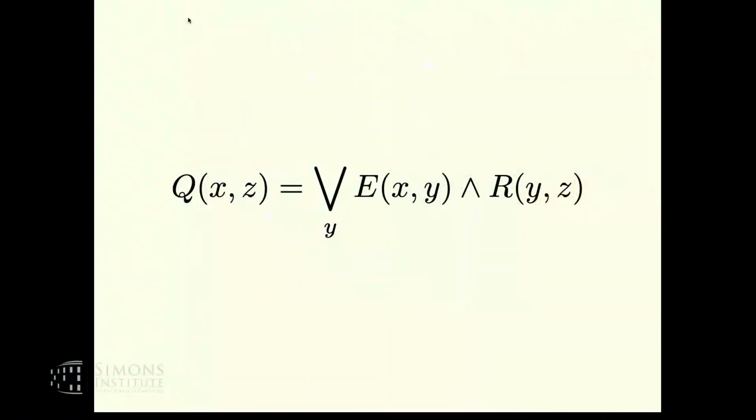Just one line of code. I claim here this is the second most optimized code in computer science. Let's see what it is. We're looking for all the tuples x, z, such that there exists some y where (x, y) is in E and (y, z) is in R. You probably recognize that this is the relational join that Xiaohu just talked to us about.